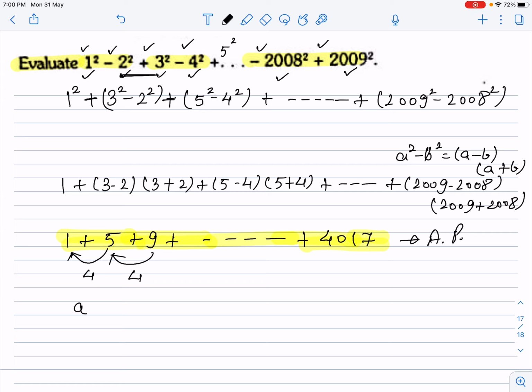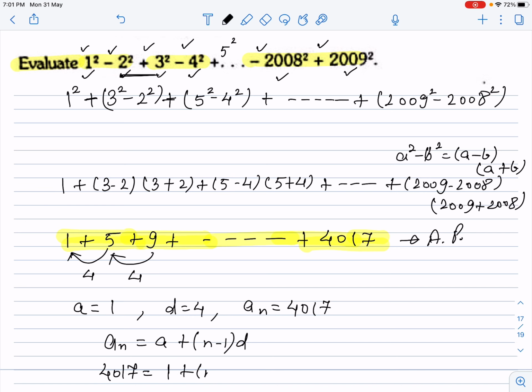So what is the a value over here? 1 is the a value. What is the d value over here? 4 is the d value. And I don't know the n value, but I know the nth term of this arithmetic progression is 4017 over here. So guys, we have the nth term formula a plus n minus 1 into d, that I'm going to apply. That is, 4017 is equal to 1 plus n minus 1 into 4. Hope you guys would have got my point till here, because this is very easy.